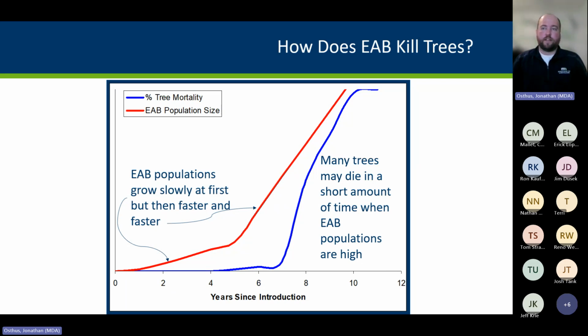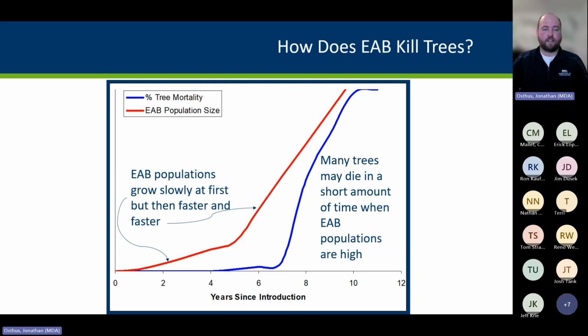So intervening and beginning management as early as possible in that infestation curve is really important to trying to slow that spread and the rate at which trees die, because starting to do management early on in that infestation is going to have a much bigger impact than if you start later on when there's a lot of emerald ash borer already flying around and you're starting to reach that high mortality rate.